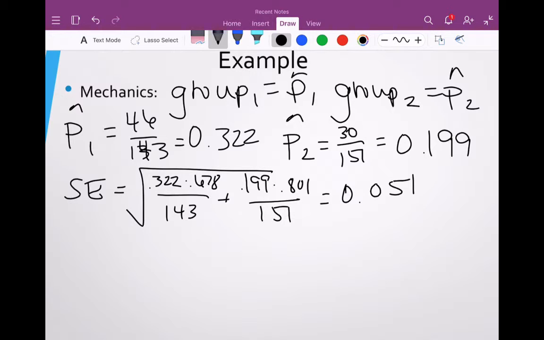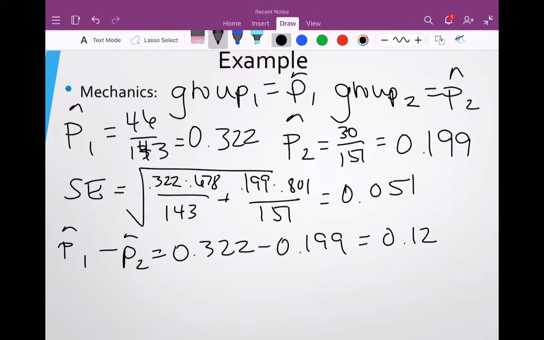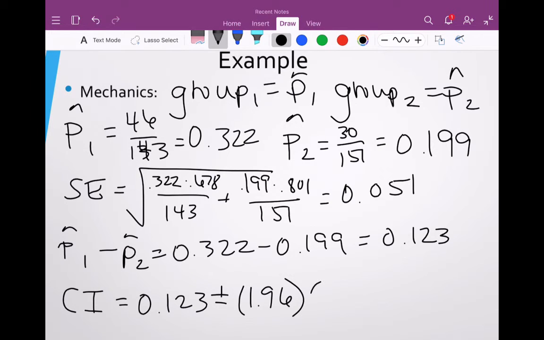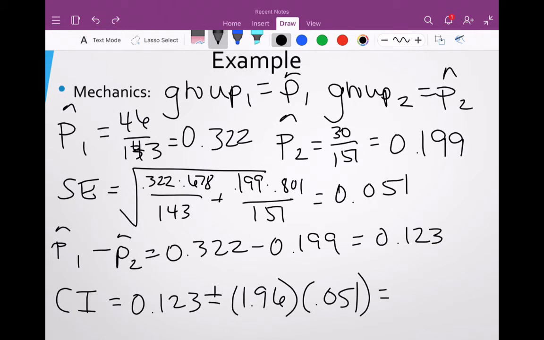Remember that with a confidence interval, we have to subtract our two proportions. We're looking for the difference between them. So p hat 1 minus p hat 2 is equal to 0.322 minus 0.199, which equals 0.123. So to find our confidence interval, we take the difference between our sample proportions, 0.123, plus or minus our margin of error. Now remember, the margin of error is equal to the critical value times our standard error. For 95%, our critical value is still 1.96, and then times our standard error of 0.051. And this gives us a confidence interval of 0.023 to 0.223. And that's our confidence interval.